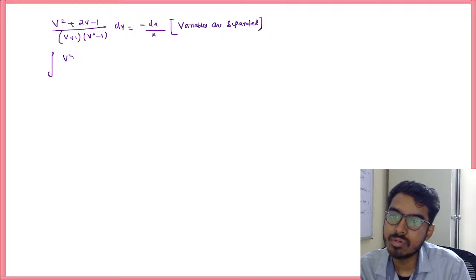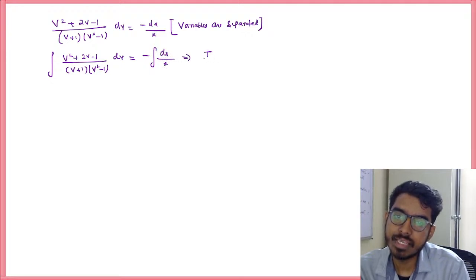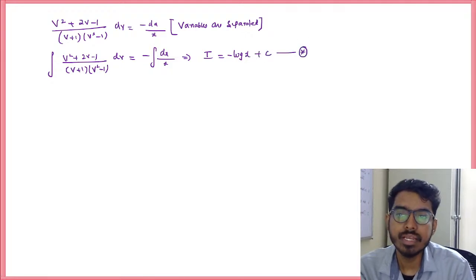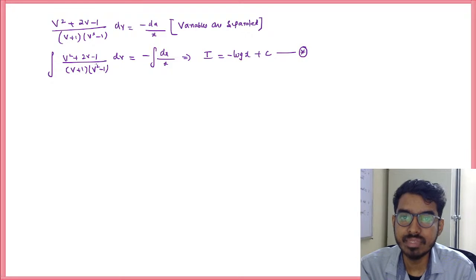Integration of (b square plus 2b minus 1) divided by (b plus 1) into (b square plus 1) db, equals integration of minus dx by x. Let's call this I, so I is equal to minus log x plus c. Right, now to integrate this, it is a partial fraction of type 3, right?